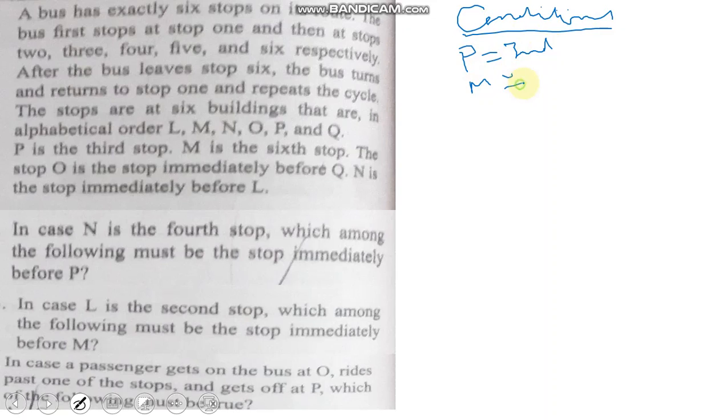So, there are some conditions. P is the 3rd stop and M is the 6th one, and O is the stop immediately before Q. So O, Q will be like this. Q will always be after O, and N is before L, so it will be like this. These are your conditions. Now you have to solve this question. Before solving it, you have to make this diagram.